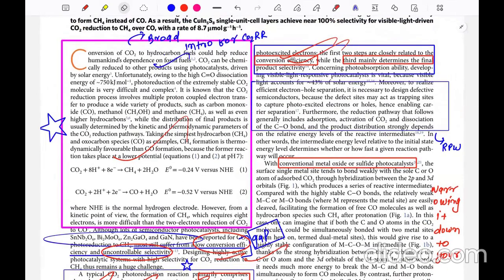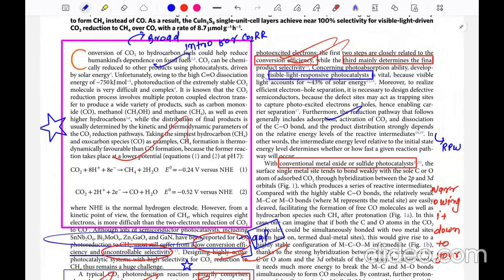Now, if you see this section, in this section they are discussing developing visible light responsive photocatalyst. Developing visible light responsive photocatalyst is very vital, because visible light accounts for 43% of solar energy, and also for efficient charge carrier separation.